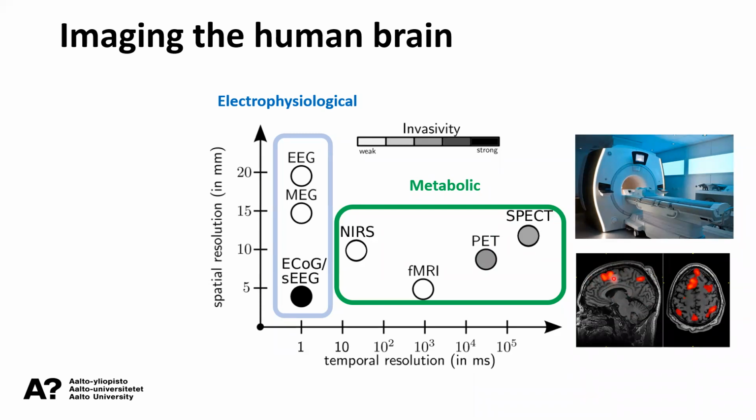The cool thing about metabolic-based methods is that they have excellent spatial resolution, so you can look very precisely into what areas of the brain are active at the moment. For example, functional magnetic resonance imaging produces this nice kind of imaging, and you can also look deeper into the brain and do many interesting things. And for those of you who haven't seen it before, the fMRI machine looks like this.